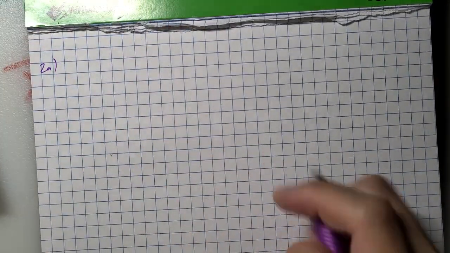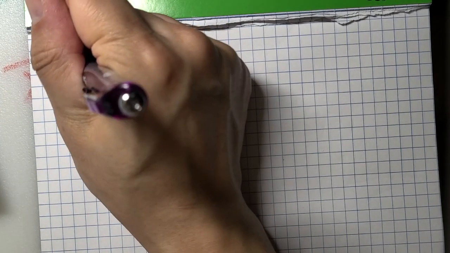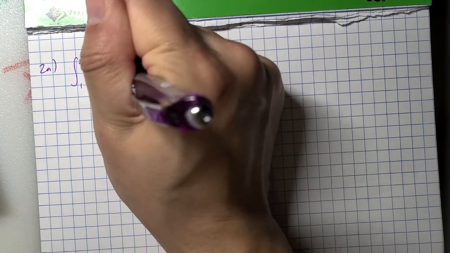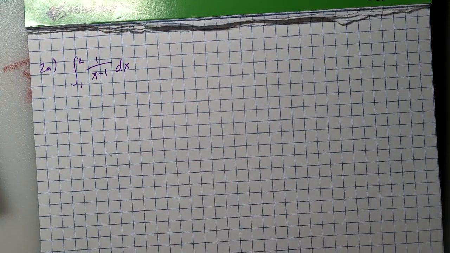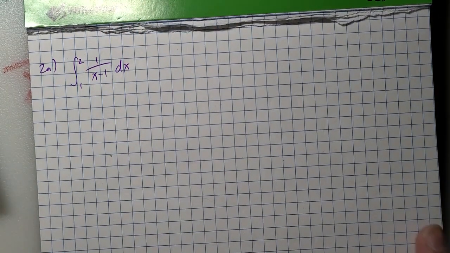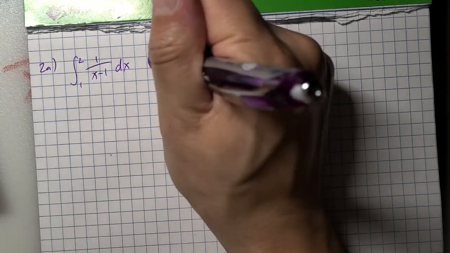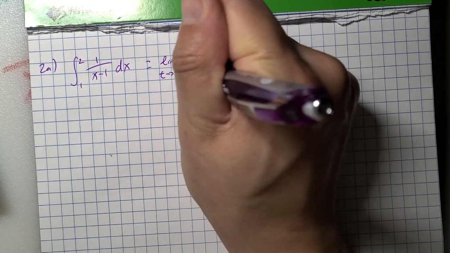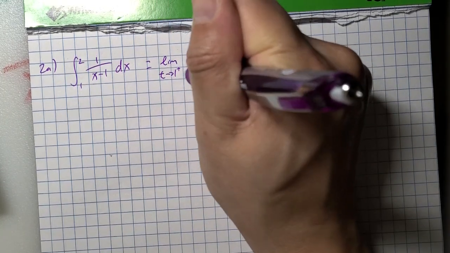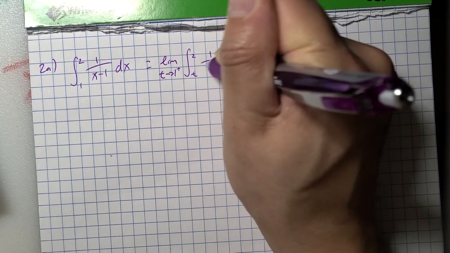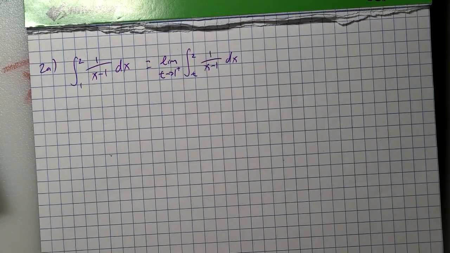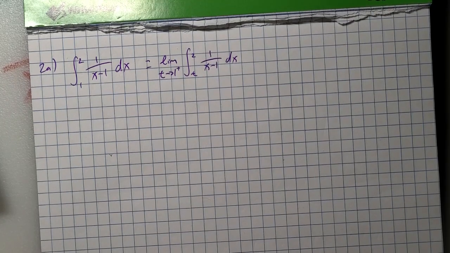So we're asked to find if this converges or diverges, and if it converges, to what value does it converge to? And if it diverges, does it go to positive infinity, negative infinity, or neither? Why is this improper? Because it'll be the limit as t goes to 1 from the right, and go from t to 2, 1 over x minus 1 dx, okay? So how do we solve this?